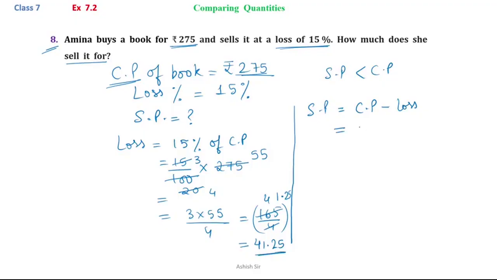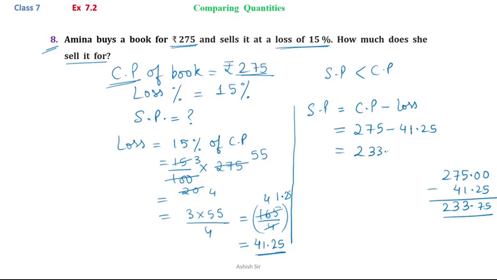So SP we can find out as CP, 275, minus 41.25. So we will show the subtraction also. 275.00 minus 41.25. After subtraction we will get 75 here, and 4 minus 1, that is 3, 7 minus 4, that is 3, and a 2 here. So 233.75 rupees is the selling price of the book.